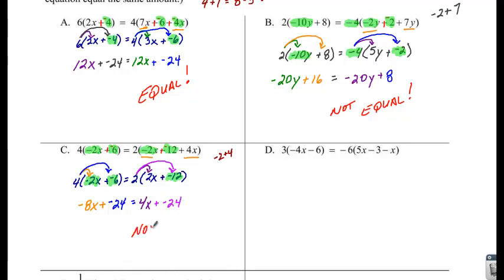This is a not equal. You can see we've got negative 8x here, positive 4x there. Yes, the negative 24s are the same, but the entire thing has to be the same to be equivalent. All right, on to D.